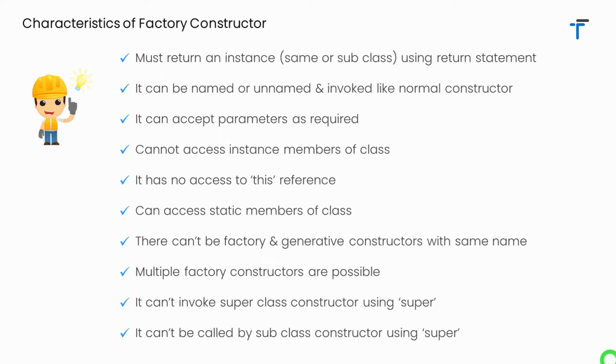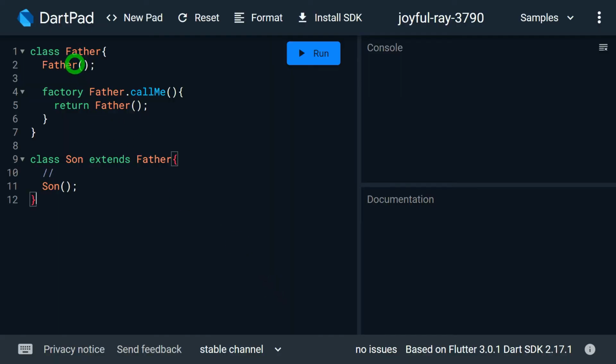Now don't get confused between point number 9 and point number 10. These are two different points. In point number 10, what I'm saying is that if we have some factory constructor in a superclass, then such a factory constructor cannot be called by the subclass using the super keyword. Let me explain that with an example. Here we have two different classes: the father, which acts as the superclass, and the son class that extends father, that's why it's the subclass.